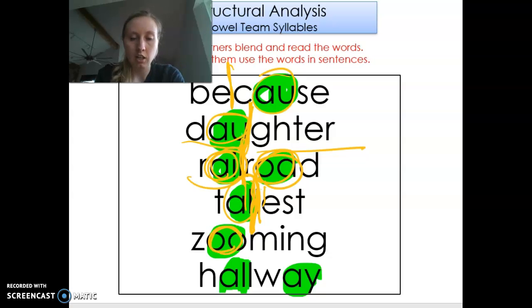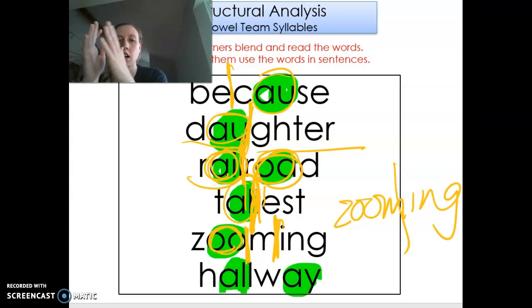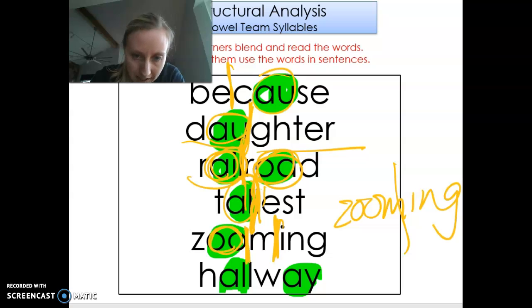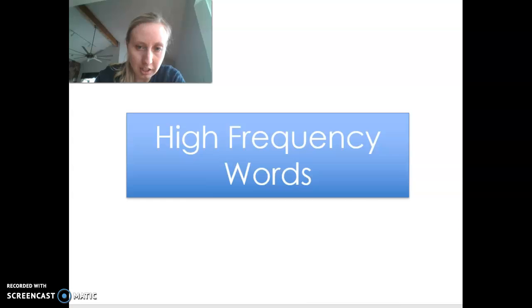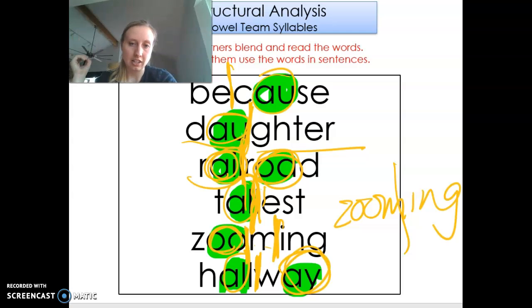Okay, zooming. So my OI, zooming. I think that's right. So we break it right there. Zooming. Okay, hallway. So we're gonna break it with hall right there, and we keep the AL. And then way, the AY, stay together.